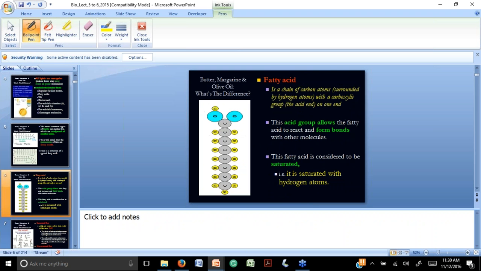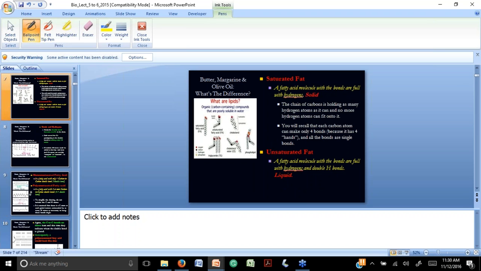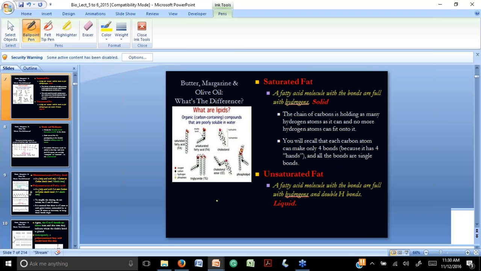So mostly all the fats are going to be covalent and nonpolar. So that means hydrophobic. So please remember this. We are going to have the fats. The fats are going to have, just a moment.